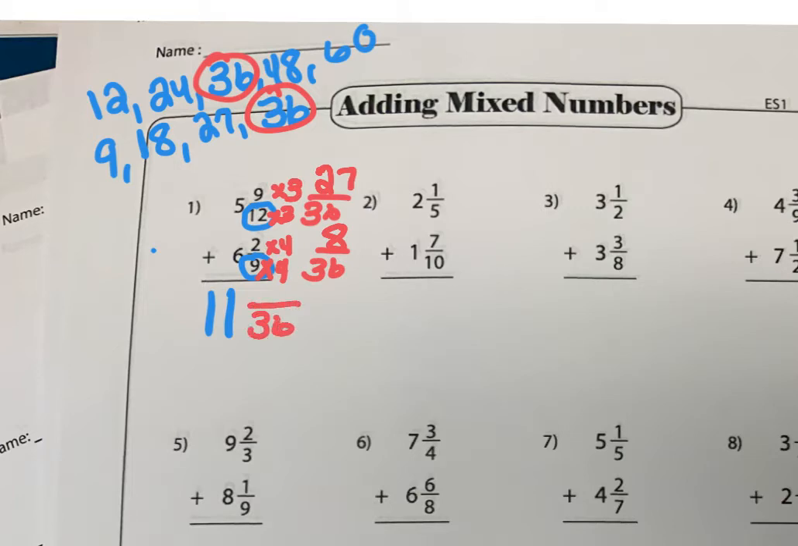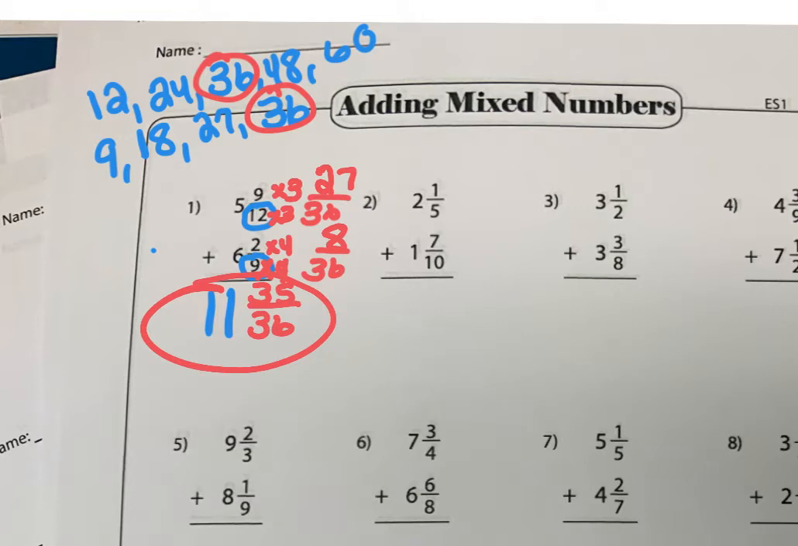And then I add 27 plus 8. What is 27 plus 8? 35. So my final answer, don't forget your whole number. Your final answer is 11 and 35 out of 36.